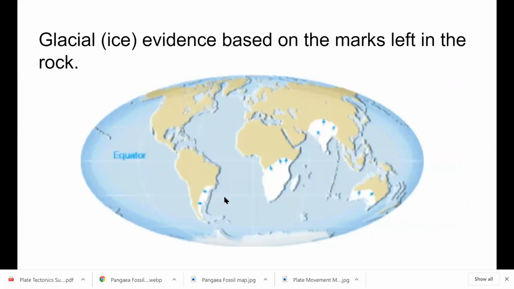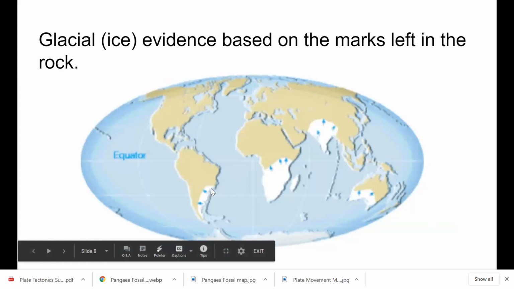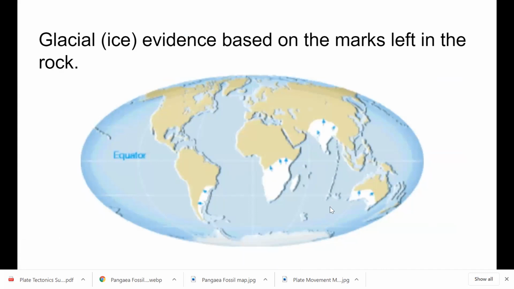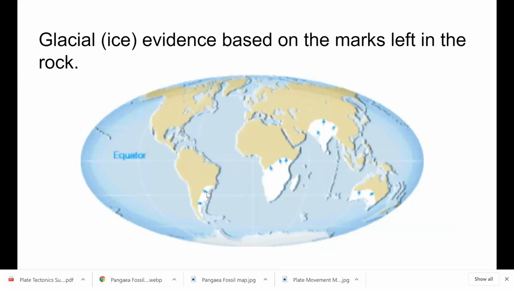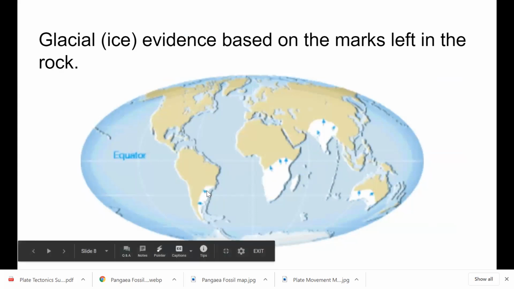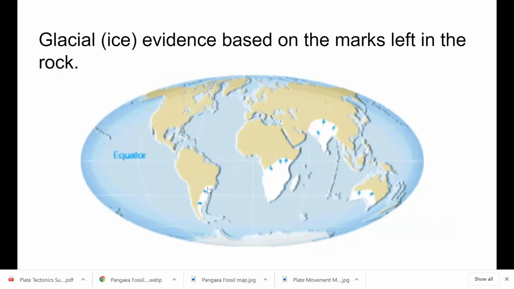So the evidence of glaciers or ice is left behind in South America, Africa, India, Madagascar, Australia, and obviously Antarctica. So again, how is it possible that we have a place like India, which is very warm, and Australia, also very warm, Africa, very warm, and even a little bit farther north in South America, how is it possible that these places that are very, very warm today have leftover marks from glaciers?